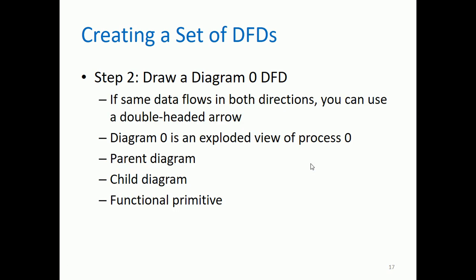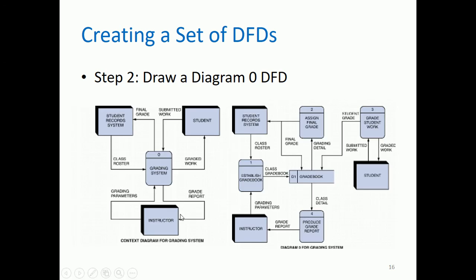Okay, if the same data flows in both directions, you can use a double-headed arrow. But if there are different data flows, of course, you cannot join them in one data flow symbol. Diagram zero is an exploded view of process zero, as I've said. And then we have the so-called parent diagram. So let's go back to the context diagram and diagram zero. Process zero is the parent diagram of diagram zero. And vice versa, processes 1, 2, 3, and 4 are the child diagrams of the grading system.